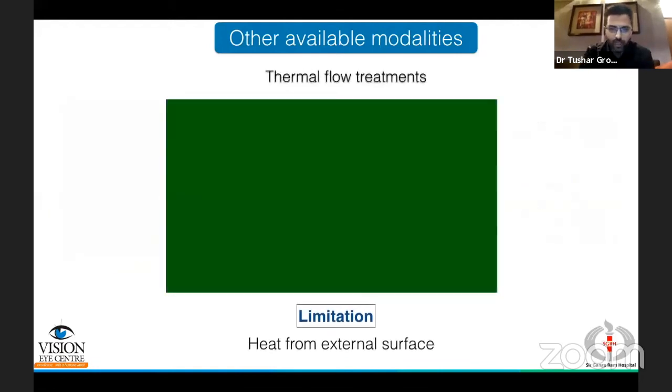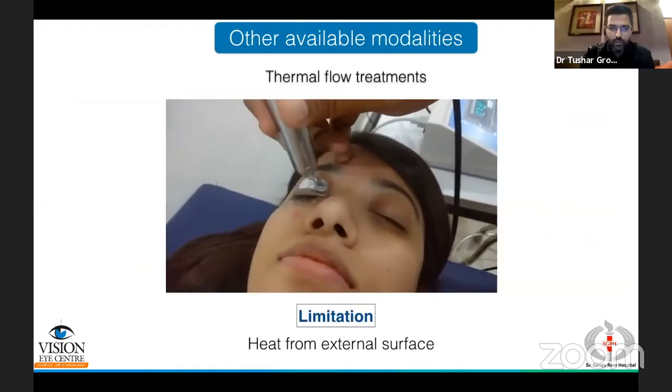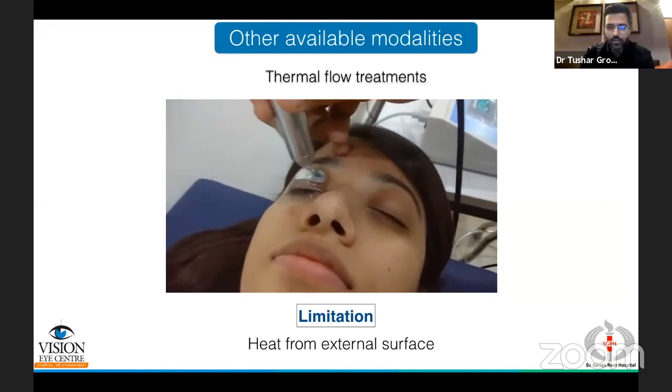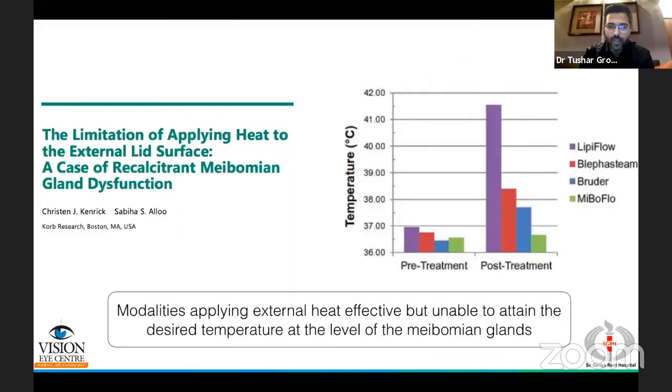This is another instrument which is available, which is called the Meibo Thermoflow, which again provides heat from the external surface. And you do see symptomatic improvement in patients with this as well. But the limitation with both the things that I just mentioned is that you are applying heat from the external surface and not from the internal surface. So there is not much data that compares all of these modalities. There is one small study that I was able to find, and in that it is mentioned that Lipiflow is able to get better temperature profiles at the level of the Meibomian glands, but there is more literature that is needed on this.